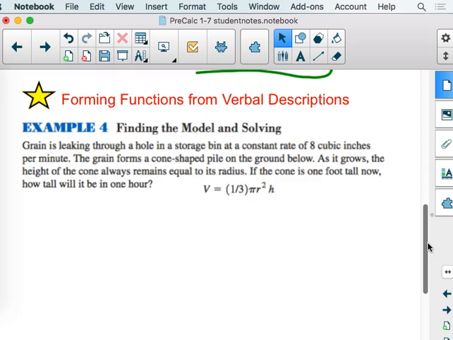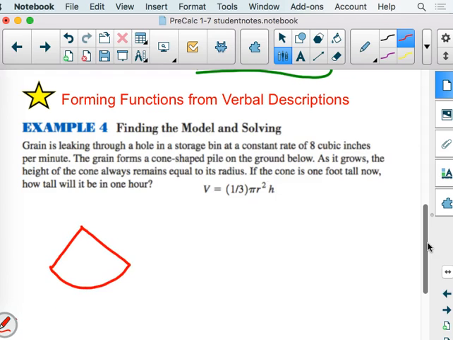So grain is leaking through a hole in a storage bin at a constant rate of 8 cubic inches per minute. Okay? The grain forms a cone-shaped pile on the ground. That kind of makes sense. So we got a little cone going here. This grain is falling down in there into that cone-shaped pile. As it grows, the height of the cone always remains equal to its radius. Well, that's interesting. So this and this are the same.